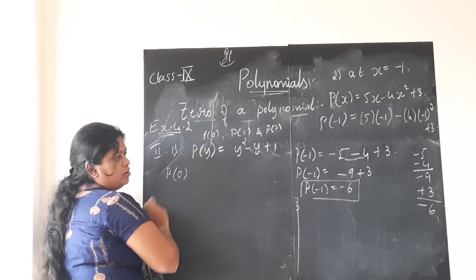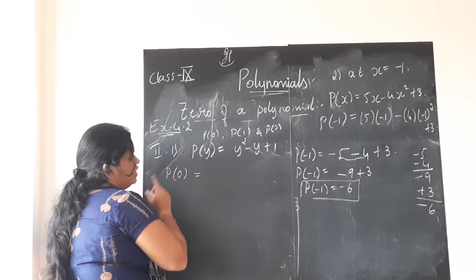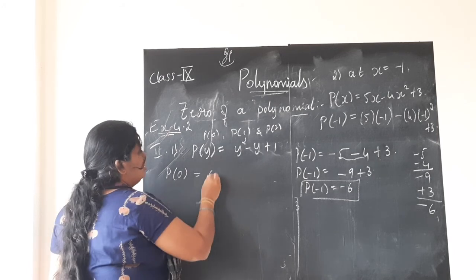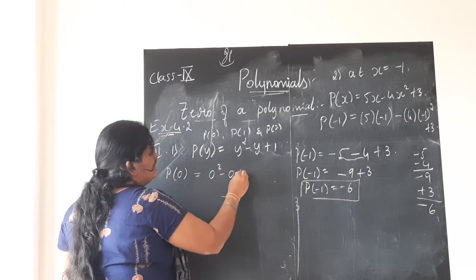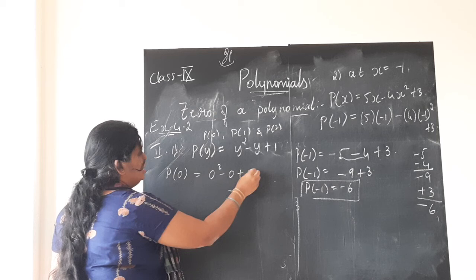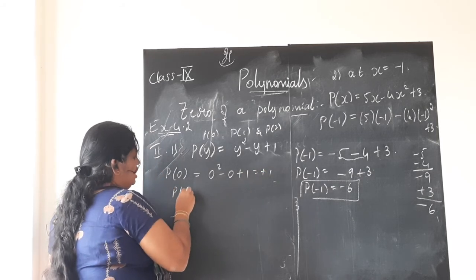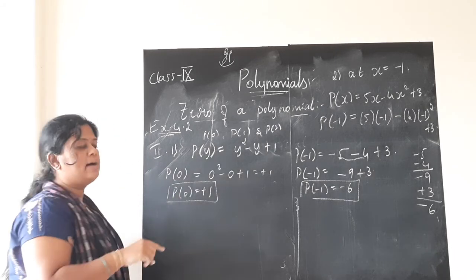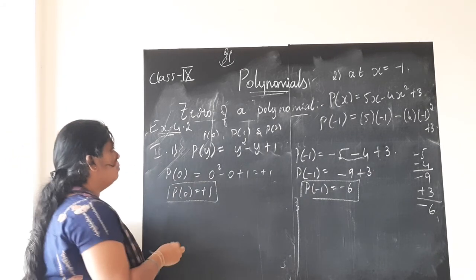So first I am finding out P of 0. In place of y, if I am substituting 0, throughout this expression in place of y I should write 0. So it is 0 square minus 0 plus 1. 0 has no meaning, so it is just 1. So P of 0 is equal to plus 1. Write this, make habit of putting each value in a box.